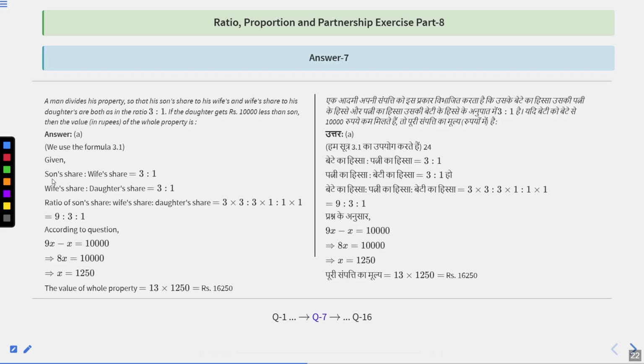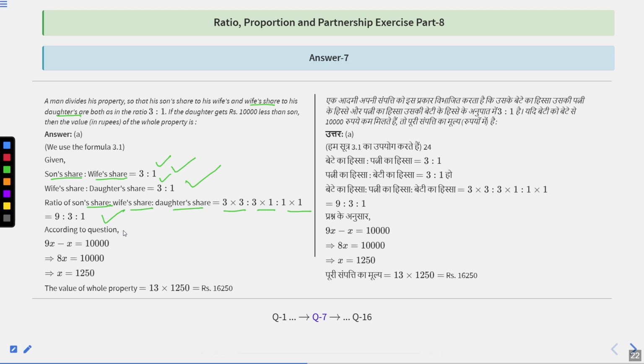The question says that son's share to wife's share is 3:1. In the same way, wife's share to daughter's share is also 3:1. It is given in the question when we interpret it. So what will the ratio of son's share, wife's share, and daughter's share become? We make the wife's share equal in both ratios. The wife's share in the first ratio is 1, in the second ratio is 3. So when we equate it, 3 multiplied by 3 : 3 multiplied by 1 : 1 multiplied by 1, which becomes 9:3:1.